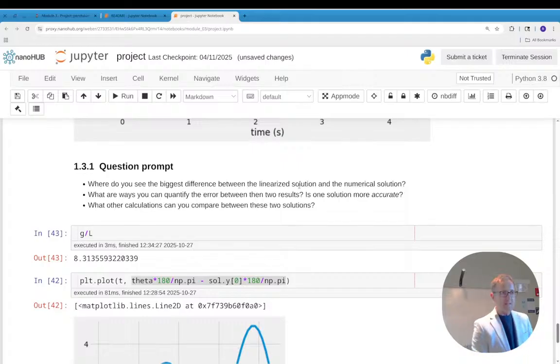So I'm showing this as different ways of getting at where the differences are. You can talk about how for different initial angles, there are different physics happening, like linear and nonlinear becoming more spread apart or more converged. So you can talk about that.